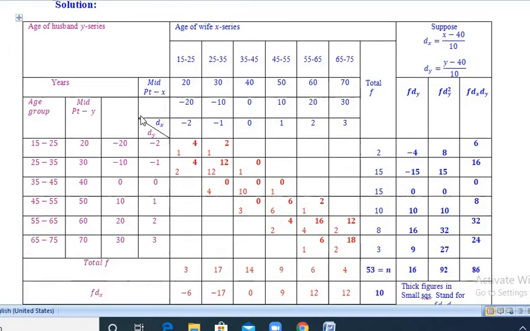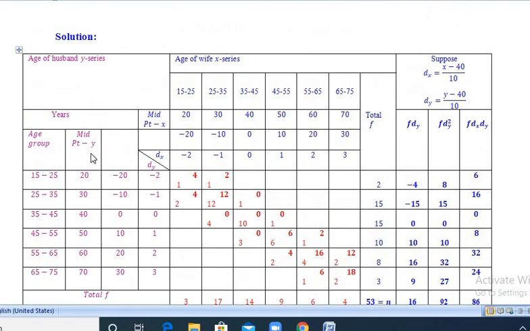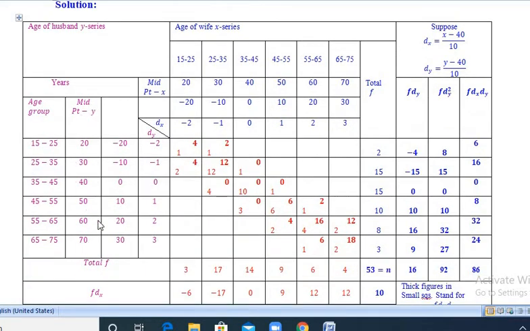And similarly, we need to compute the midpoint of the class intervals of the age of husbands, that is the age of husband distributed over the class intervals. Midpoint of the class interval 15 to 25 is 20. Similarly, midpoint of the class interval 25 to 35 is 30. Similarly, we get 40, 50, 60 and 70 and we call it the Y series.